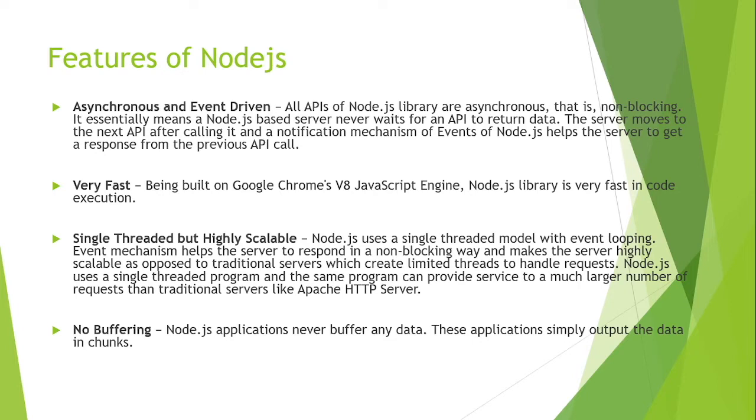It can perform other tasks while the data is processed, or whatever kind of processing is happening to that API. That is the asynchronous nature of Node.js, and that helps in making it faster. The server moves to the next API after calling it, and the notification mechanism of events in Node.js helps the server to get a response from the previous API call. So it has a notification mechanism that gets the previous data from the API which was on the wait.